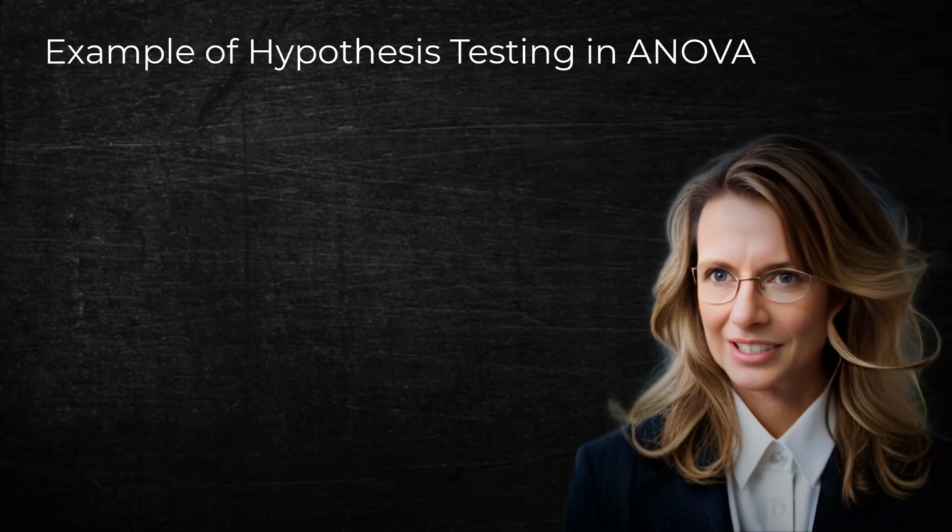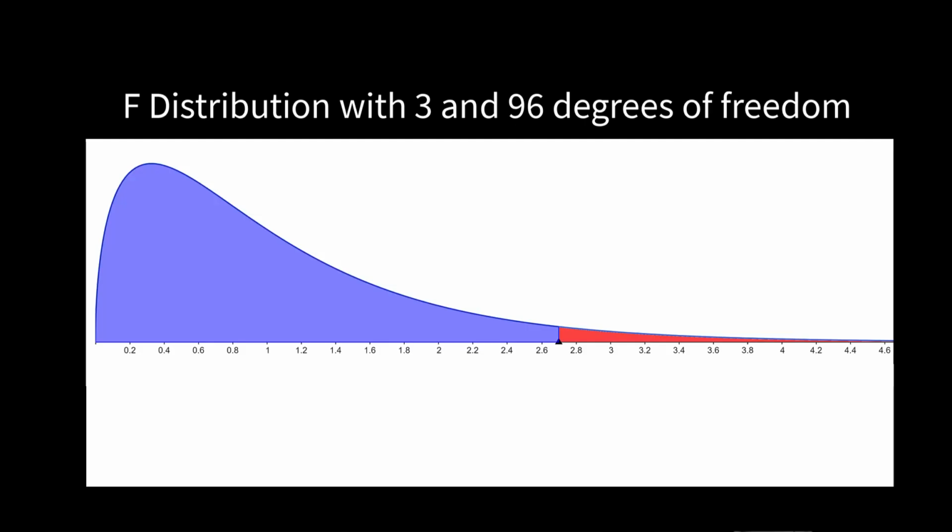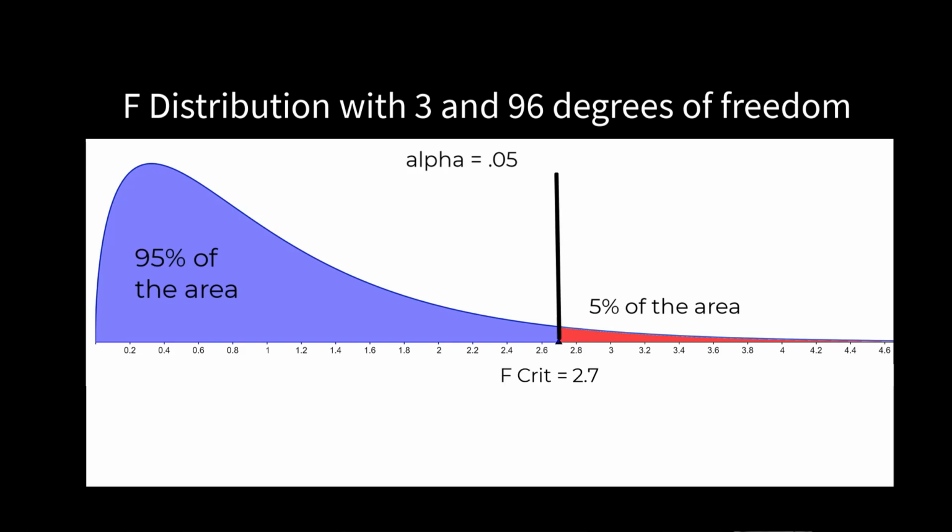We will now show you this graphically using an F distribution with 3 and 96 degrees of freedom. Here is the F distribution that we would use to interpret the results of the study used in our example. Remember, the F distribution is a family of distributions that will look different depending on the degrees of freedom used to construct it. The area shaded in blue comprises 95% of the total area of this F distribution, and the red shaded area comprises 5%. Assuming we set the alpha level to 0.05, the F critical value will be 2.7.